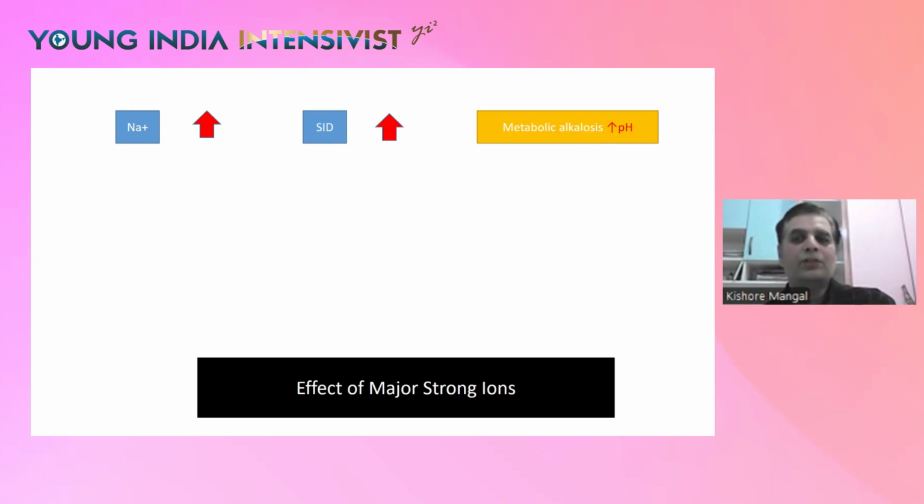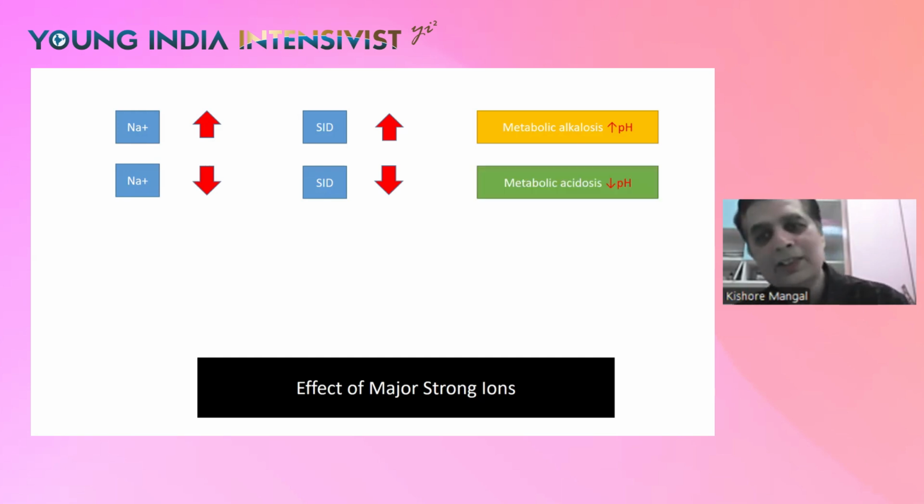So all these three things are in the same direction. Sodium increase leads to SID increase, leads to pH increase. Similarly, if the sodium is decreasing, that means SID, the strong ion difference, will also decrease and the pH will also decrease, because OH minus will be reduced and H plus will be increased. So there will be metabolic acidosis.